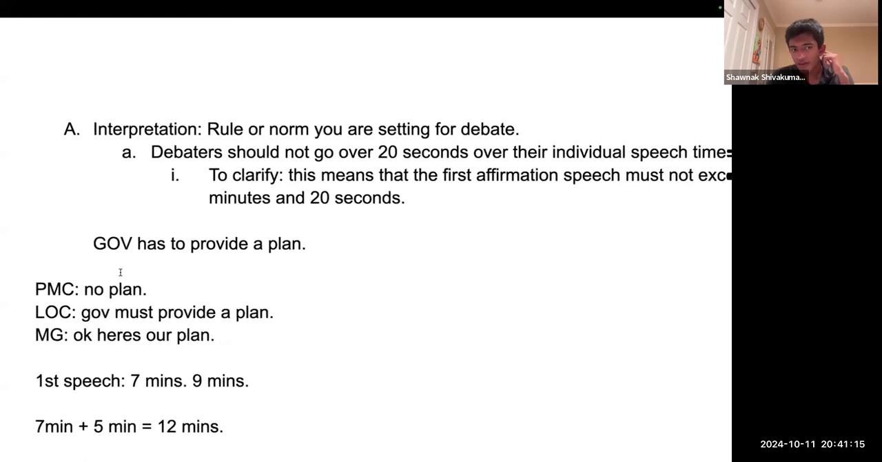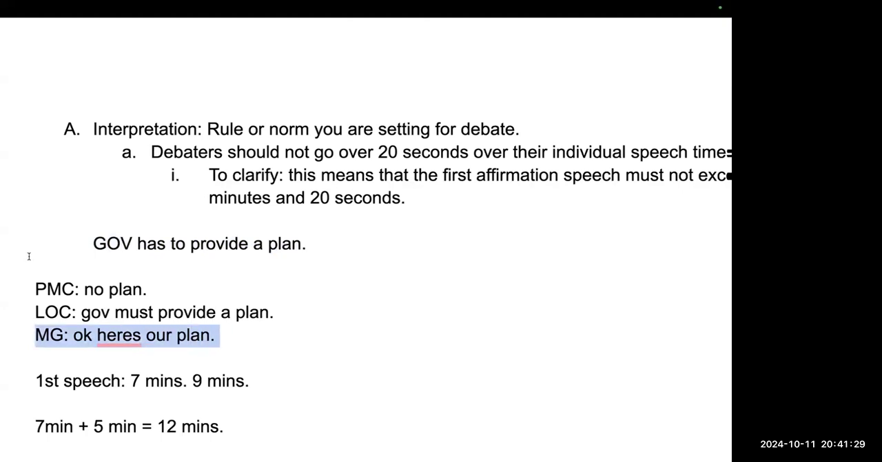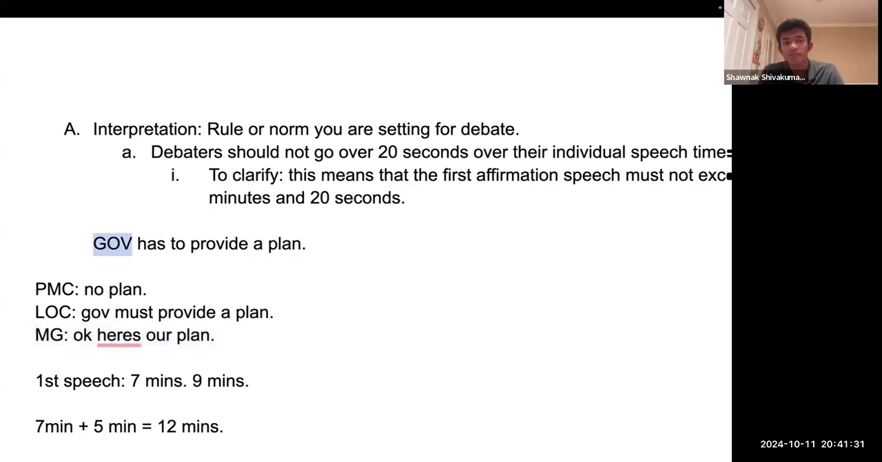Then in the next speech, the MG, they say, okay, here's our plan. So what happens? Well, all he said is Gov has to provide a plan, and they said, okay, here's our plan. So we meet that. How do you solve for that? How do you make sure they can't just bring up their plan in the next speech? You say they must provide it in the PMC. Yeah, the PMC has to provide a plan, or we call it the 1AC.